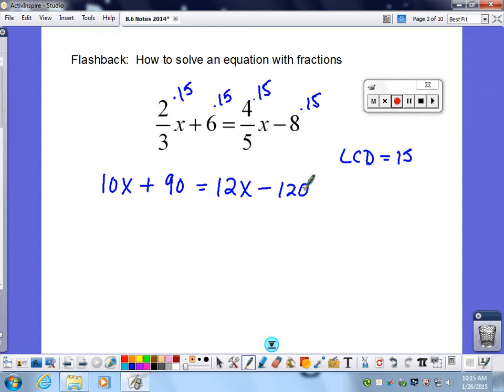All right, so let's solve this. So I'm going to get negative 2x is equal to, add 90, negative 210, divide by negative 2.